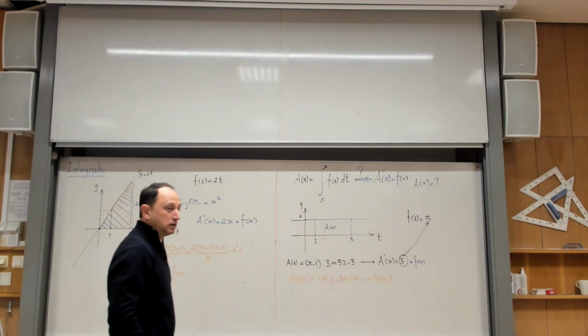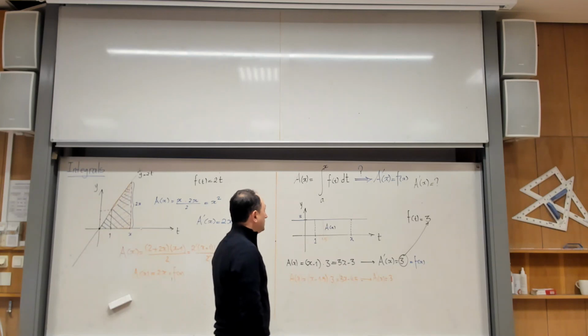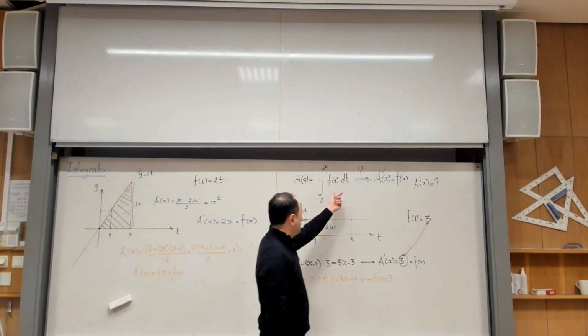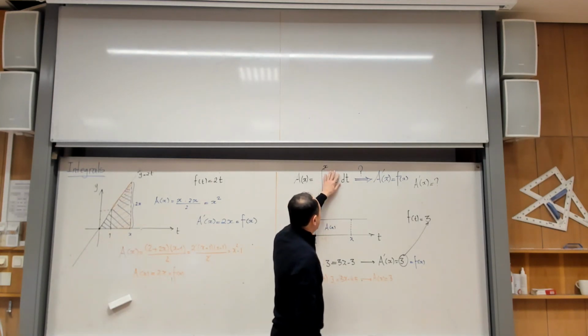Yes? So you remove dt. Yeah, dt is nothing. The integral. So, yeah, exactly. So there's a function involved. When you have an integral, a function is always involved. And a variable is involved.